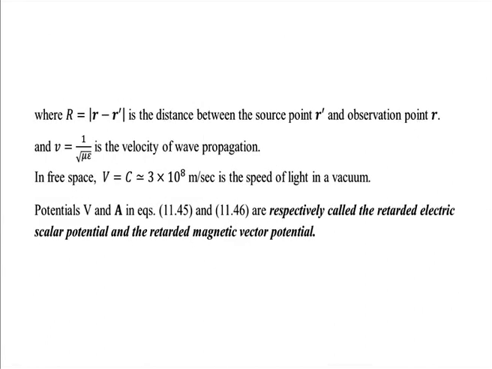In free space, the velocity of light is given by 3 into 10 to the power of 8 meters per second. Potentials V and A are respectively called the retarded electric potential and the retarded vector magnetic potential. Once we have the expressions for V and A, the fields B, E, H and D can be derived from this.